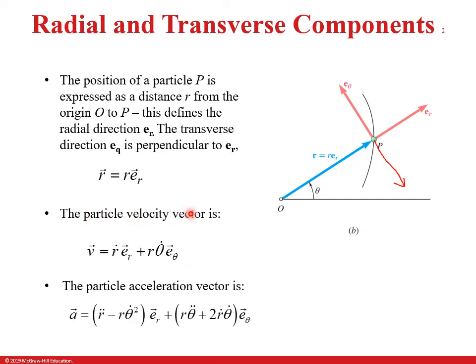The particle velocity vector is velocity equals r dot times E sub r plus r theta dot times E sub theta. The particle acceleration vector is acceleration equals r double dot minus r theta dot squared, and that's the radial component of that, plus r theta double dot plus 2 r dot theta dot, and that is the theta component of acceleration. So still think of it in terms of components, because that's most likely how questions will be organized. And let's go into the derivation of this.